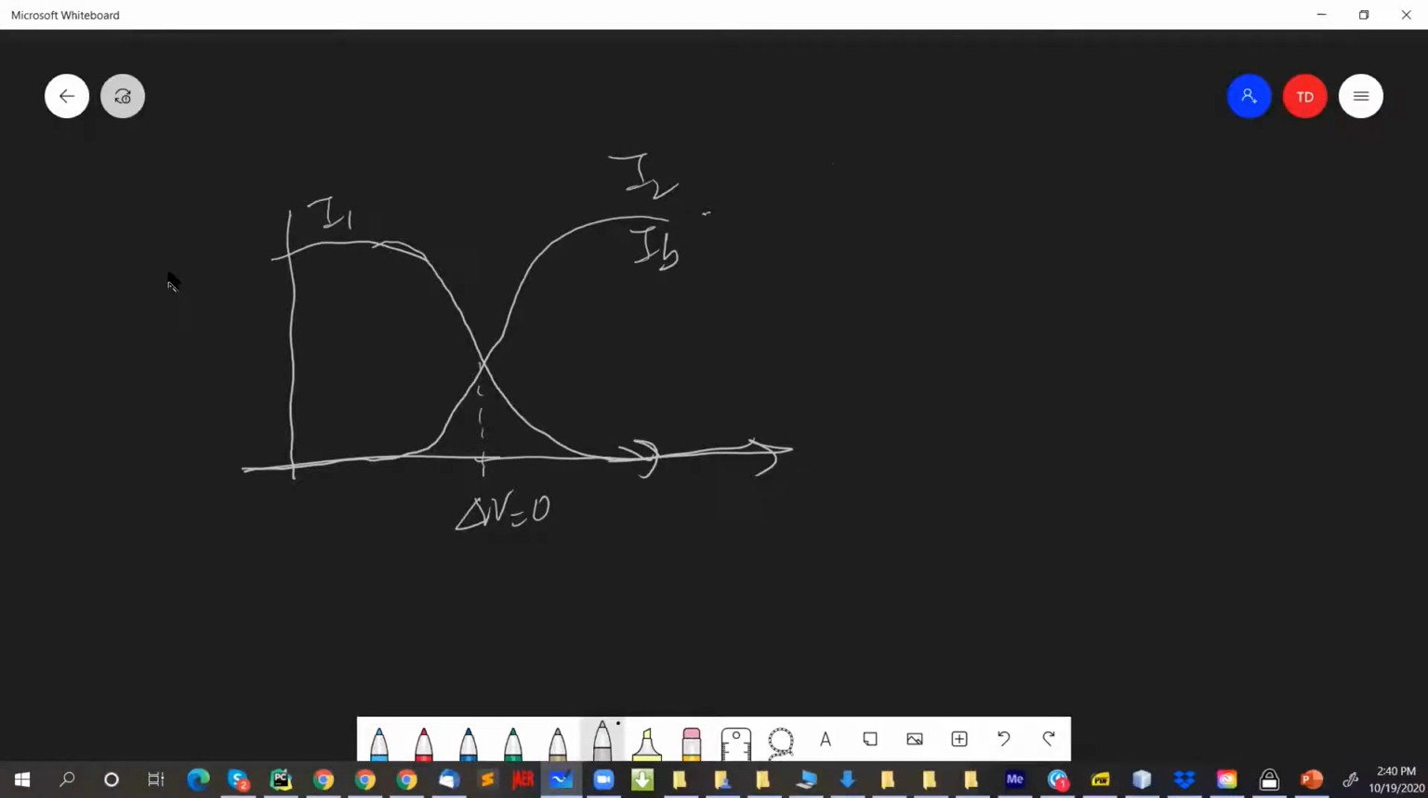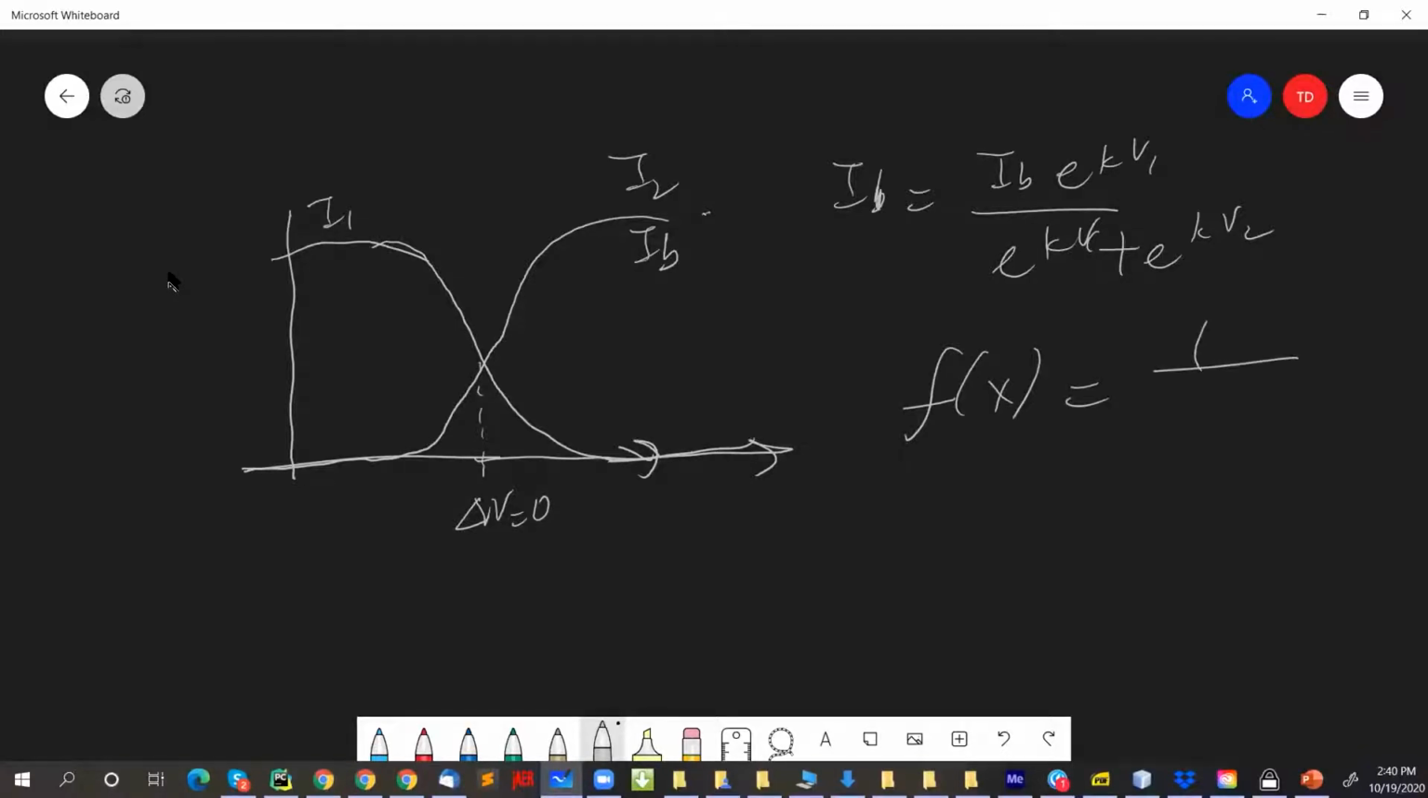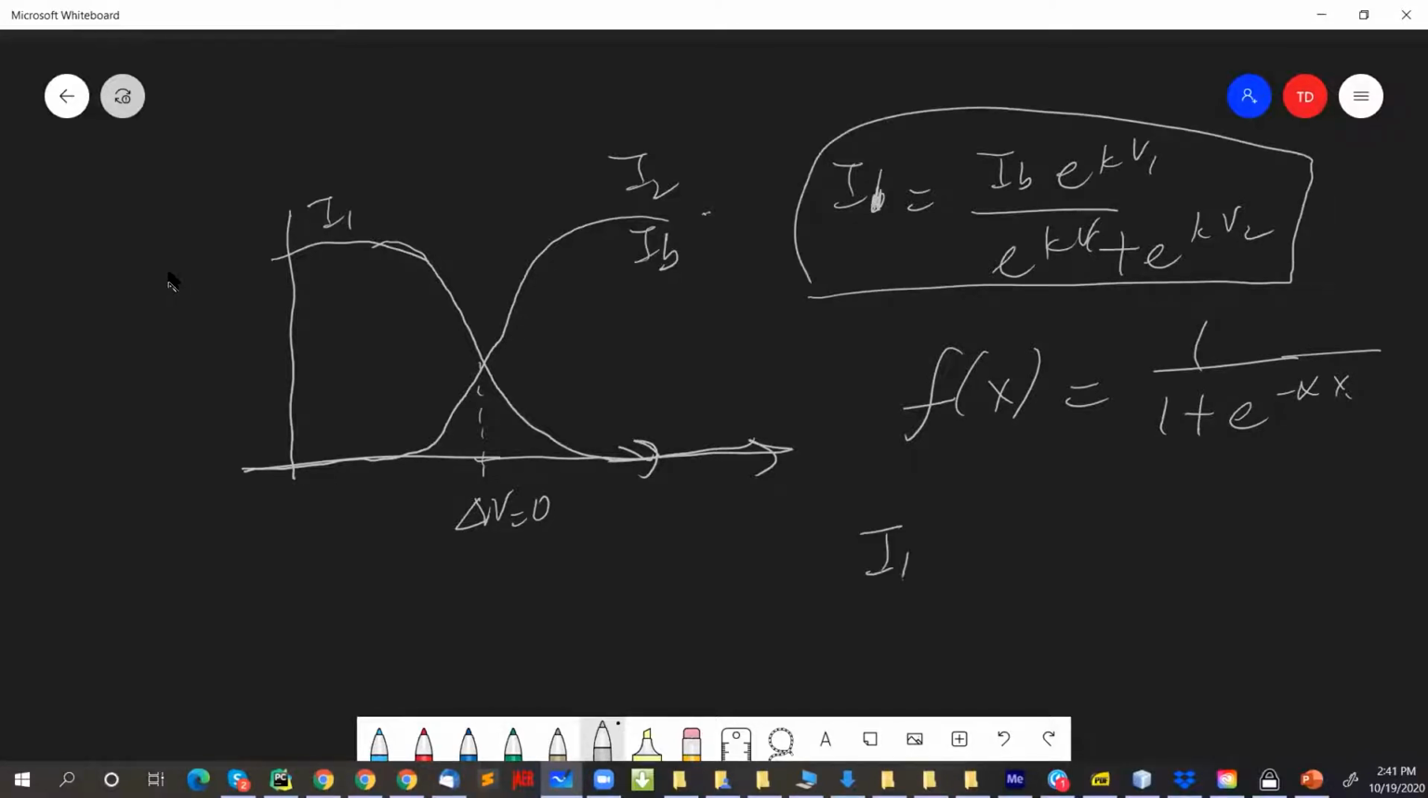Now, just to show why the circuits are also interesting, let me go back to this thing here. You know the sigmoid function, right? The sigmoid function says that f of x equals 1 over 1 plus e^(minus alpha x). You can see from this I1 equation above that I can rewrite this. For I1, you can divide the top and bottom by e^(kappa V1), and then you get the exponential of kappa (V2 minus V1) over UT. You can see this form is exactly here.